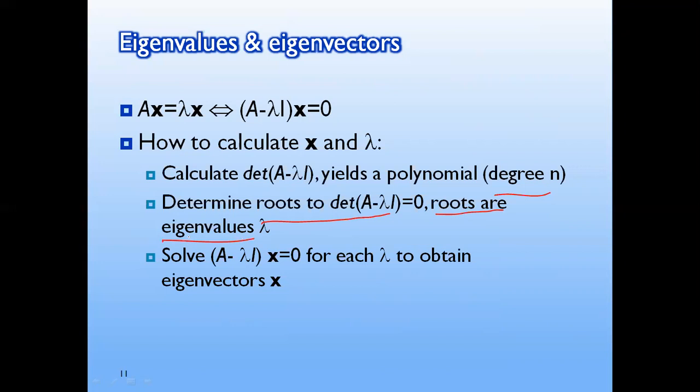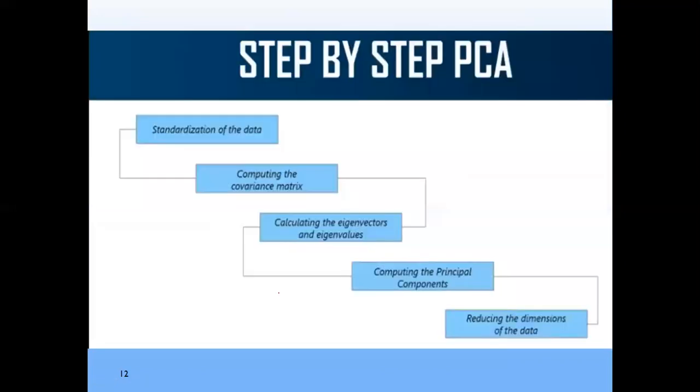Once you calculate these eigenvalues, each and every lambda, that is each eigenvalue, will help you obtain the eigenvectors of x. So this is the basic mathematics behind principal component analysis. Then the step by step process we will discuss in the next session.